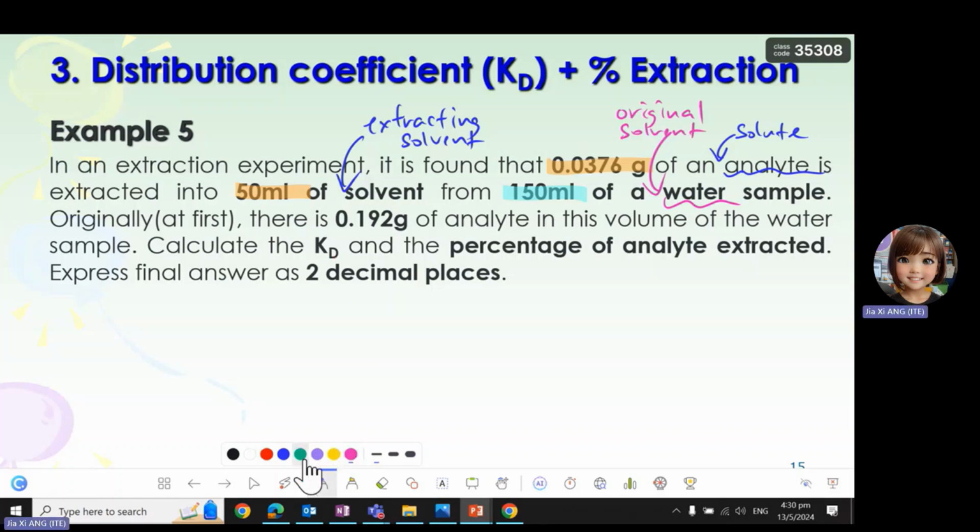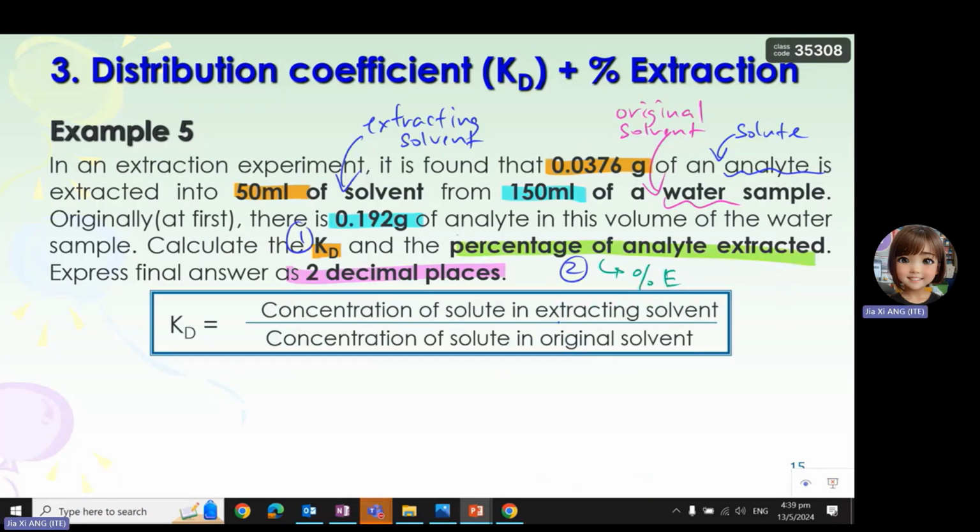At first, there are 0.0192 gram of analyte in this volume of water. You are supposed to calculate the KD, and next, calculate the percentage of analyte extracted, that means your percentage extraction. Present your final answer in 2 decimal places. So you need to find 2 things here. Number 1, KD. Number 2, percentage extraction.